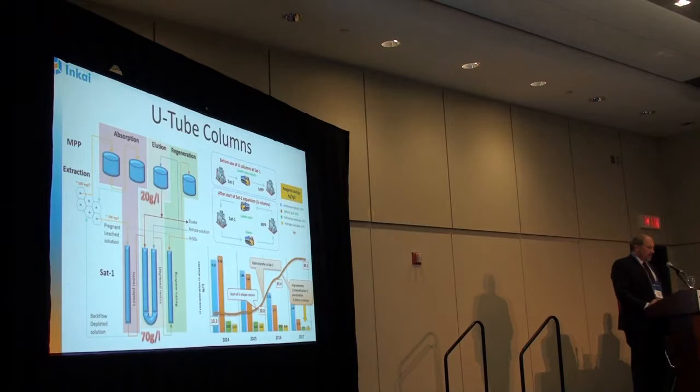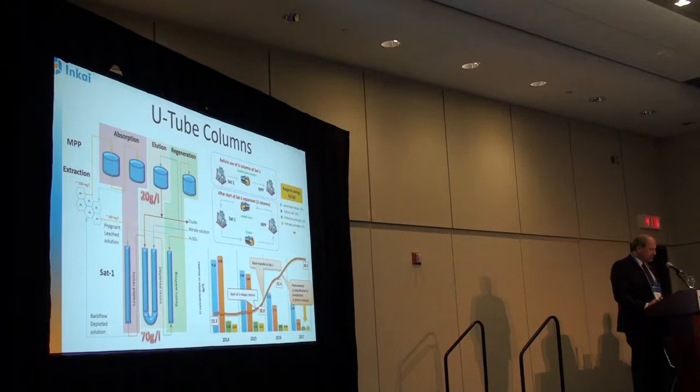The U-tube elution columns in satellite one have a very big positive impact on both reagent consumption and eluate loading. These U-tubes have been shown to increase eluate concentrations by a significant factor compared to the traditional batch elution columns in the main processing plant.